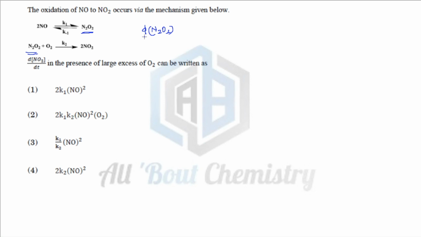what I will get is d[N2O2]/dt, which will be written like, for the first step, k1 [NO]^2, minus k-1, because now it's on the reactant side, it's [N2O2], and from the second reaction I can write down minus k2 [N2O2][O2]. Okay, so that's what I can write down, and since it is a steady state approximation, I can take it equal to 0.